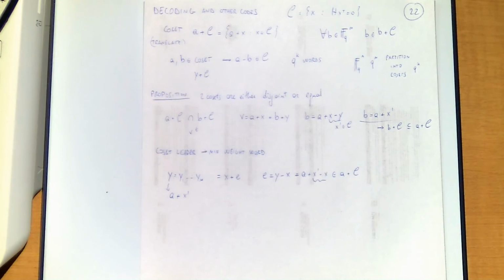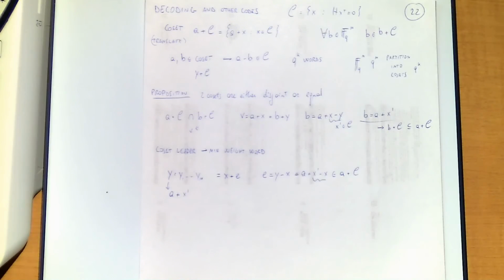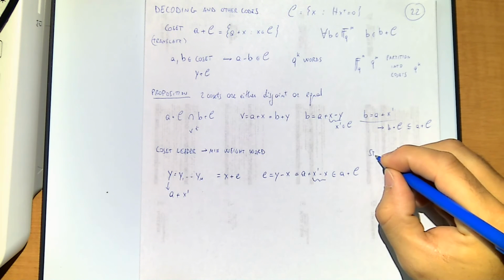Now, of course, because I'm looking for the maximum likelihood decoder, the error will be exactly the coset leader, because the coset leader is the one with minimum weight. So if I assume there has been an error on the code word, what I really need to do is find in which coset it lies, and then find the coset leader, and that's going to be my error vector. And this is one very intuitive type of decoding that is called standard array decoding.